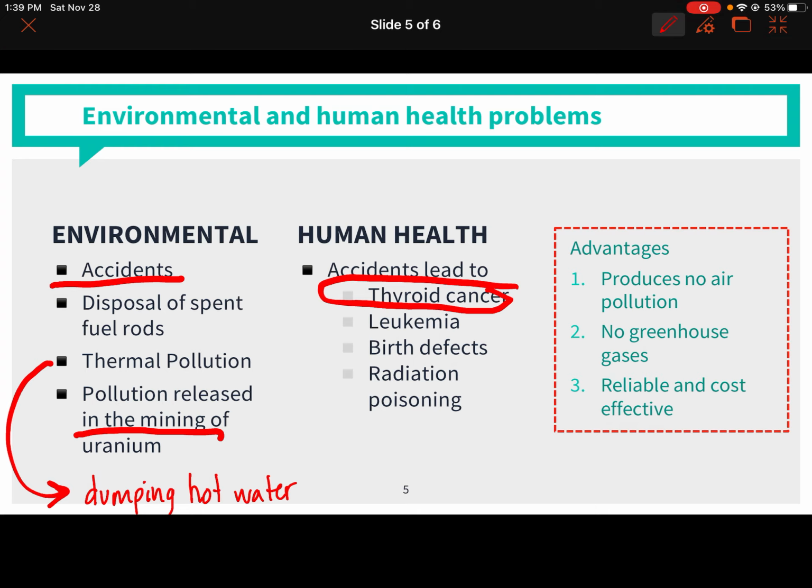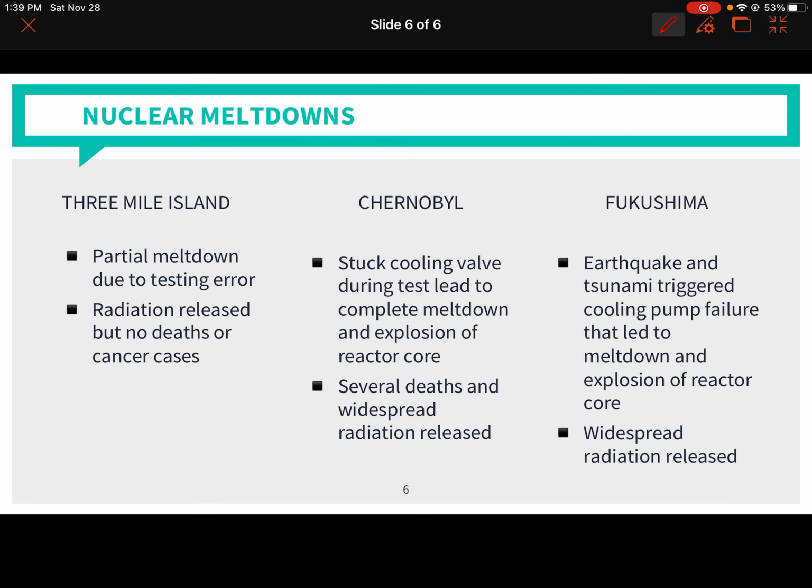Why do we still use it? It produces no air pollution, no greenhouse gases, it's reliable, and it's pretty cost effective. Some nuclear meltdowns that you should be familiar with is 3 Mile Island, which was a partial meltdown due to a testing area. Thankfully, radiation was released, but no deaths or cancer cases are associated with 3 Mile Island. This is in the US on the East Coast.